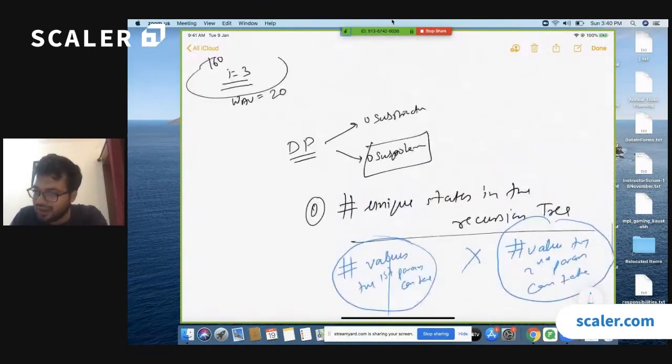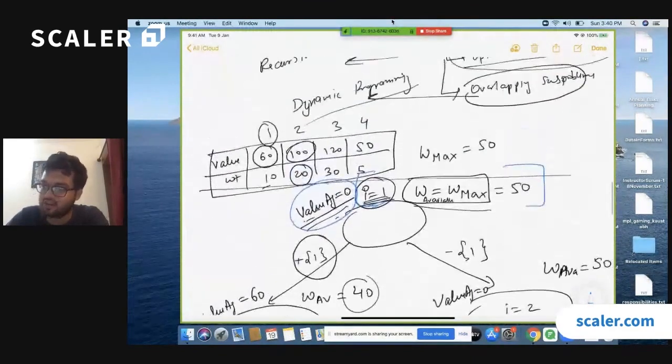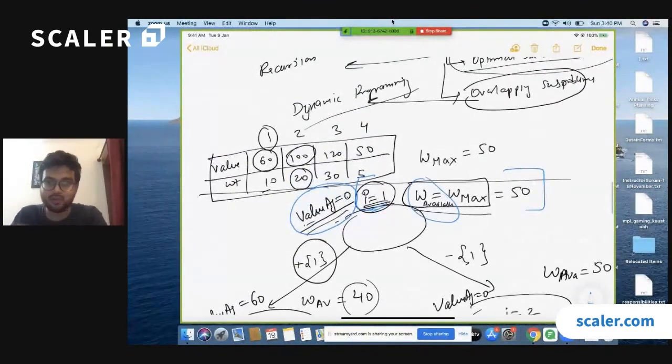Now can somebody tell me how many values the second parameter can take? What is the second parameter? The second parameter was basically the available weight. It will start from W max, that is, at the beginning you had every single unit of weight available. But at every step, you are at least going to reduce the weight by 1 if you are taking some element.